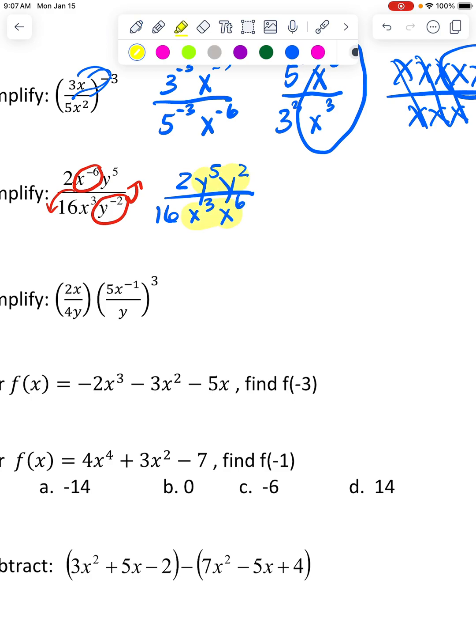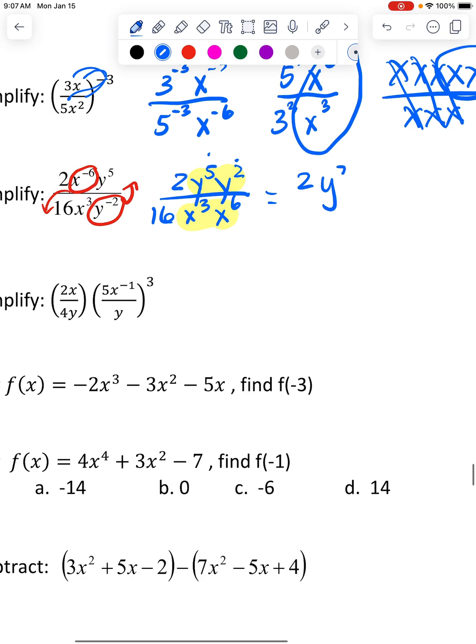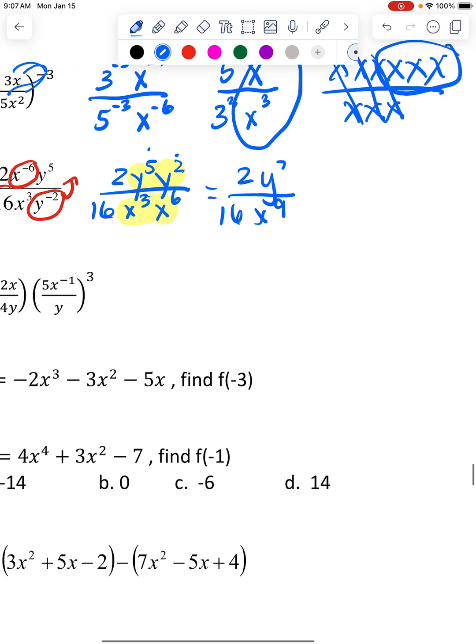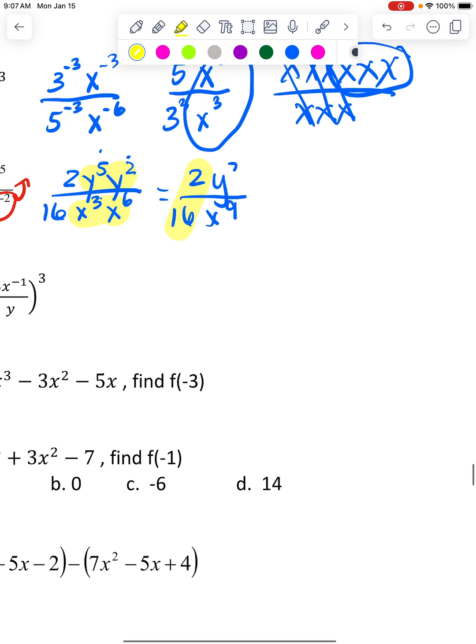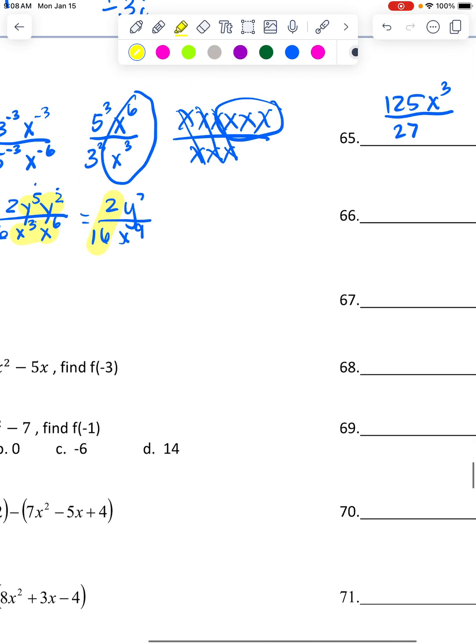Then anytime you have these neighbors that are the same base, you can go ahead and add their powers because this is saying I have 5 y's, I have 2 y's. So you have 7 y's total. Here you have 3 and 6, so that's 9 x's. And then the only thing you need to do is reduce that since they both divide by 2. So I end up with 1 y to the 7th over 8x to the 9.